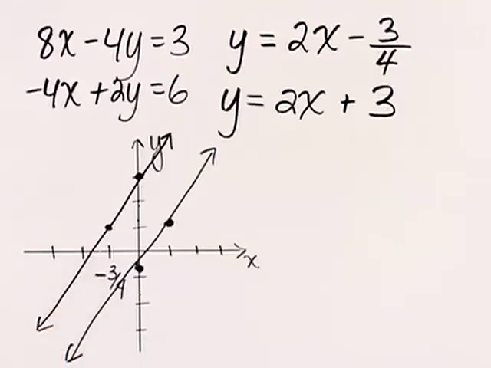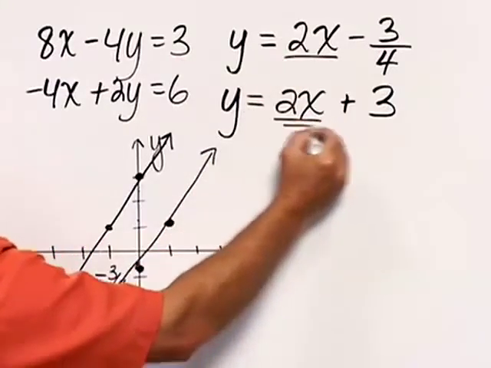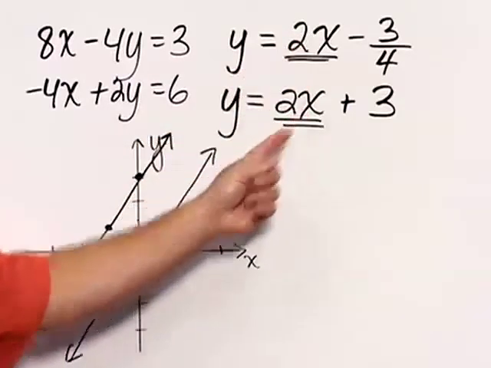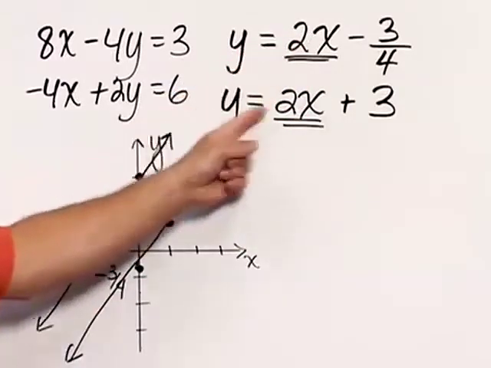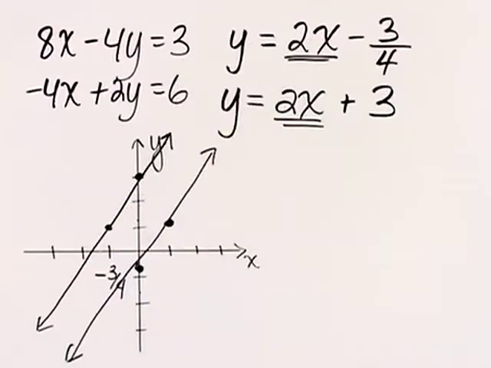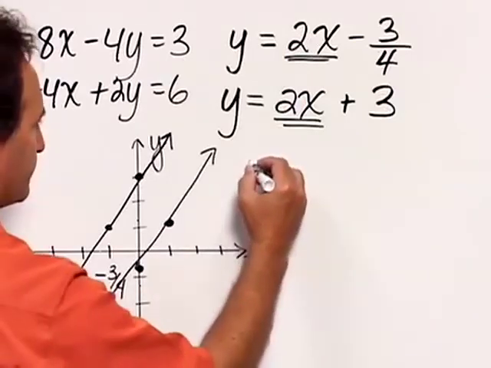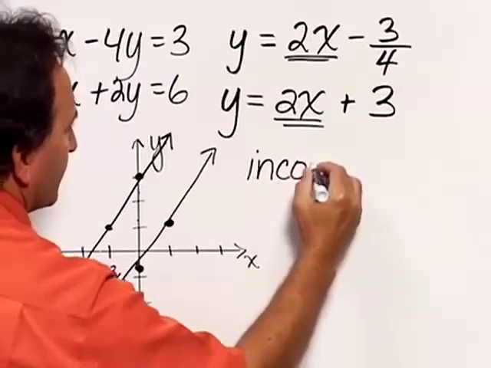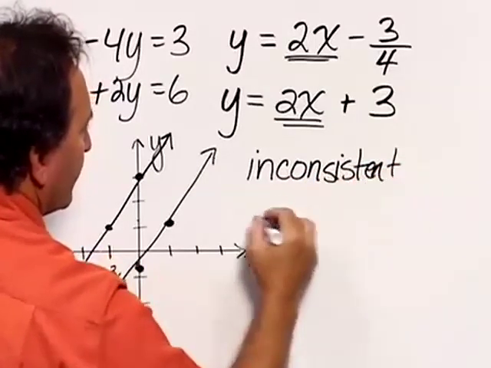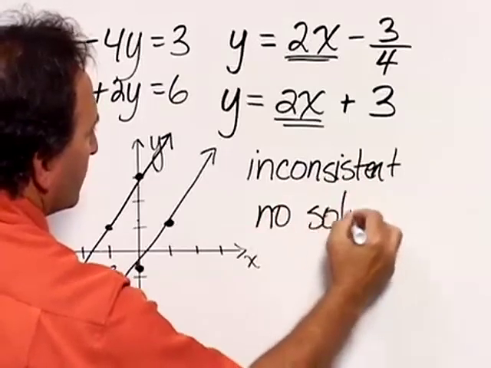Now, you might have been able to notice that they had the same slopes, and because the slope is given to us by the coefficient of x, it's both 2, and therefore you might have concluded already there that they would be parallel and therefore not intersect. But our graph also confirms that. So this system is considered inconsistent. There is no solution.